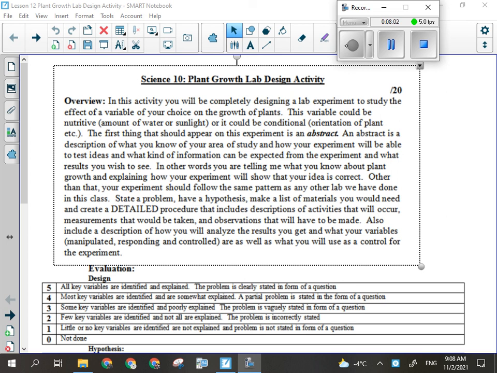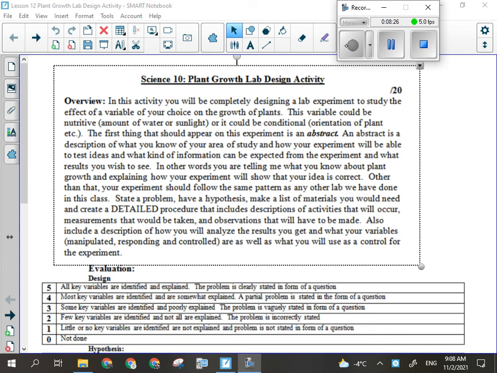Plant with no water, crunchy. Plant with 2 milliliters of water per day, crunchy. Plant, you get the idea, right? You have to have a comparison plant. If I'm testing light, I probably need to have a plant that's in the dark, as a comparison, as a control group. So in your procedure, make sure you're telling them in detail how to set this up.